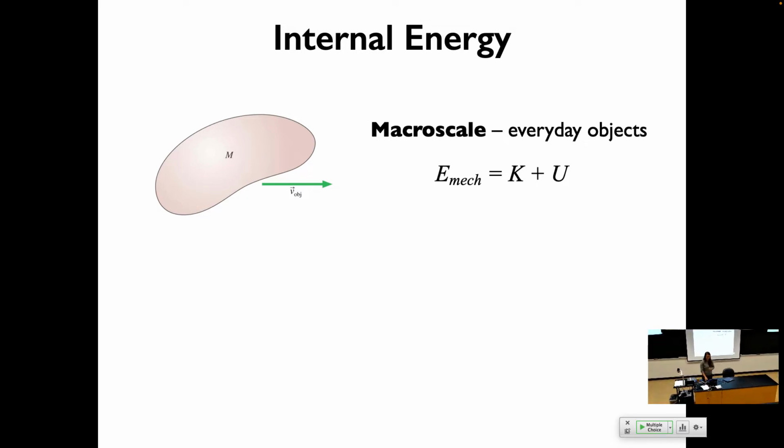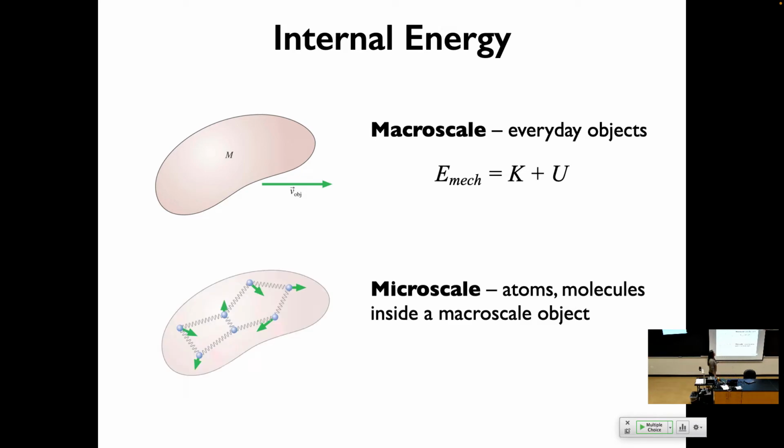That's the macro scale. So that means those things have a mass, they have a velocity, just as a whole object, okay? When we talk about micro scale, that means all of the same physics applies to some extent, but in the microscopic world. So when we talk about friction, right?